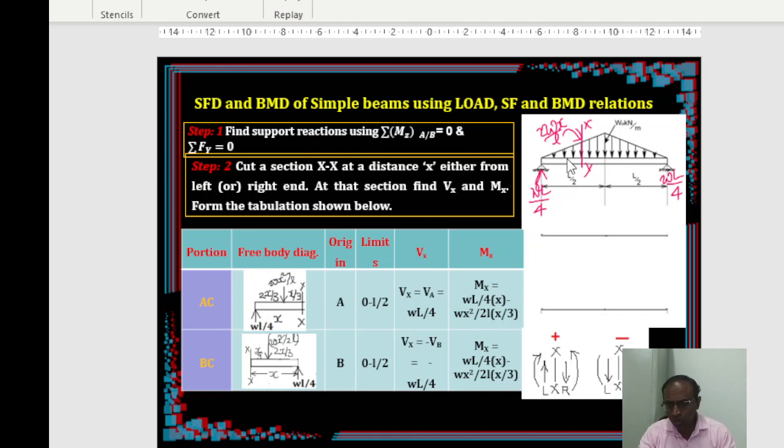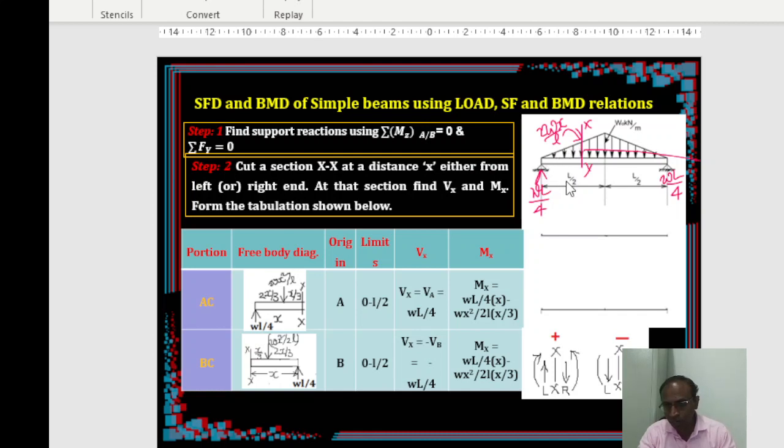Okay, now the area of this particular one is nothing but the equivalent concentrated load for this particular loading. Okay, see, don't look at the other part. Once you cut a section, forget about the right side. This is not there, as if. So I am talking about only this part. So find the area of this particular one.